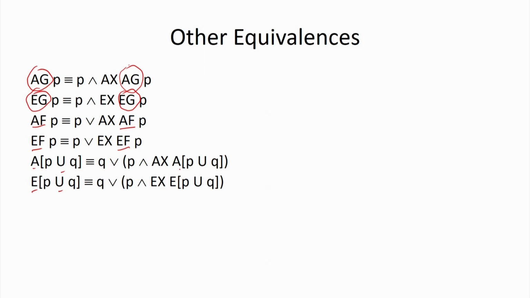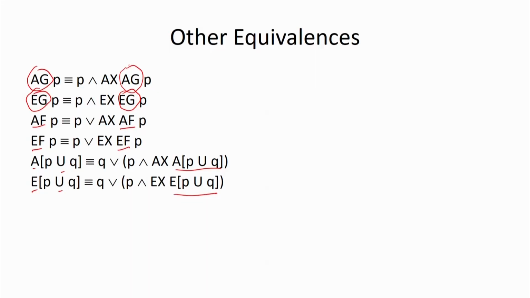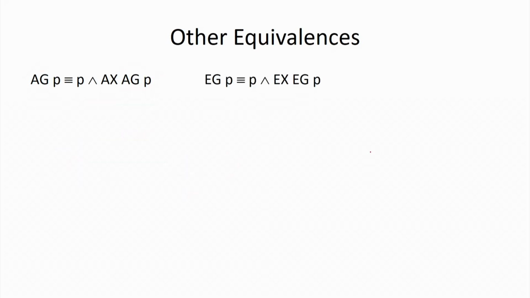So, this is A until and E until. Now, these equivalences basically give us the idea or the meaning of the given CTL operators. Now, what it says, first set, so I can consider this as one state, second set and third set. Now, what the first set says: AGP is equivalent to P and AX AGP, or EGP is equivalent to P and EX EGP.